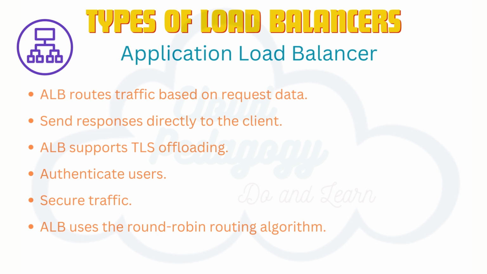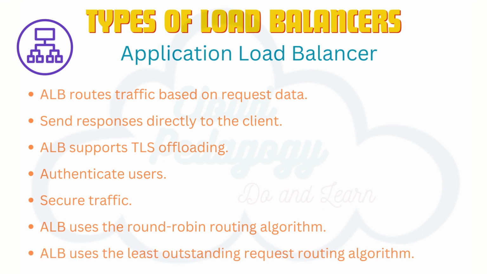ALB uses the round-robin routing algorithm, which ensures each server receives the same number of requests in general. This type of routing works for most applications. ALB uses the least outstanding request routing algorithm too. If the requests to the backend vary in complexity, where one request may need a lot more CPU time than another, then the least outstanding request algorithm is more appropriate. It's also the right routing algorithm to use if the targets vary in processing capabilities.